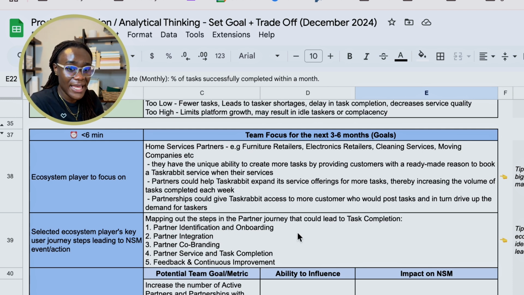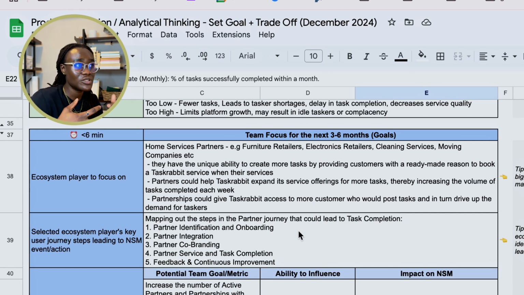Once you've identified the ecosystem player you want to focus on, let's say for 3 to 6 months, what you want to do then is to map out the steps in the customer journey that can lead to that task completion. Like, what does this ecosystem player need to do as steps to lead to the task completion goal that we've set as a North Star metric? One, they need to be identified and onboarded into TaskRabbit. There needs to be some integration between TaskRabbit and the ecosystem players like Home Depot, Best Buy, whoever it is.